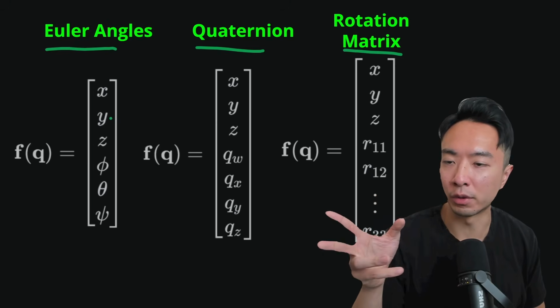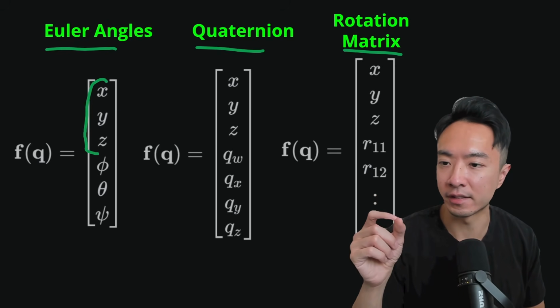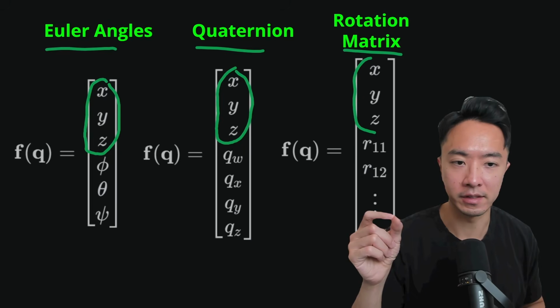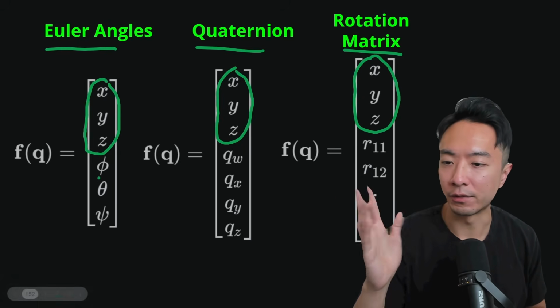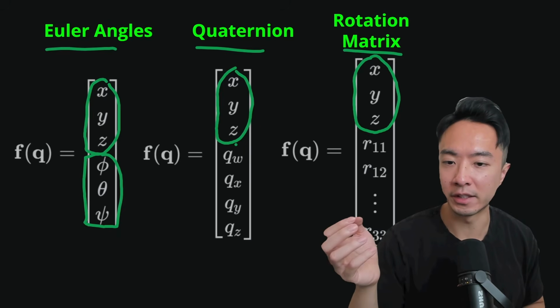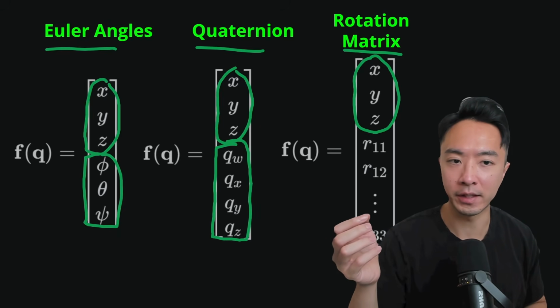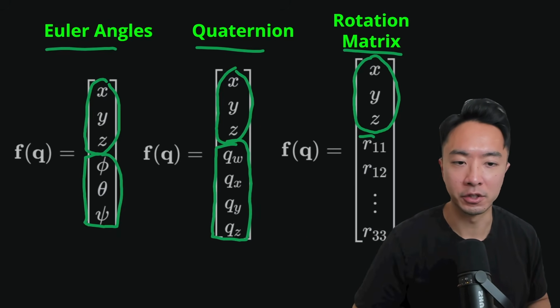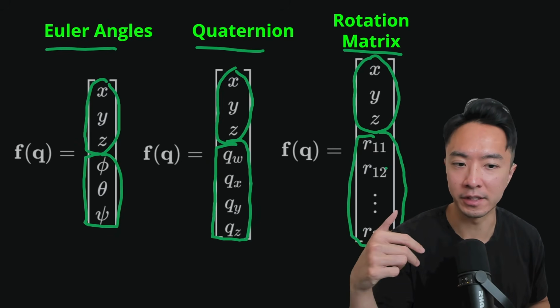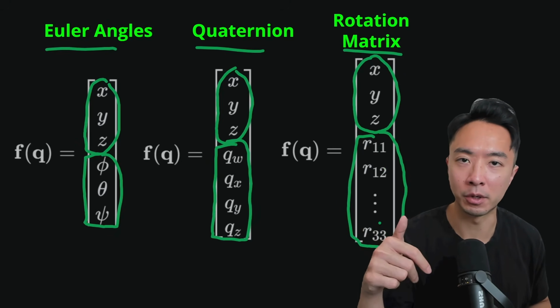So if you choose Euler angles, notice this is the linear part. The linear part is going to be the same for all three of these, which is the X, Y, Z. If you have Euler angles, you might have three sets of angles here. For quaternion, you have 4 Qs. And then for rotation matrix, you could just grab the components of the rotation matrix, linearize it from R11 all the way up to R33.